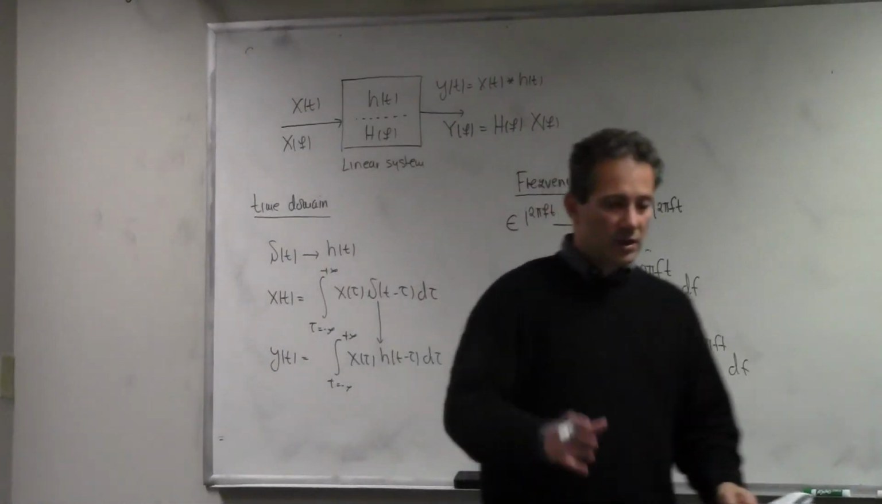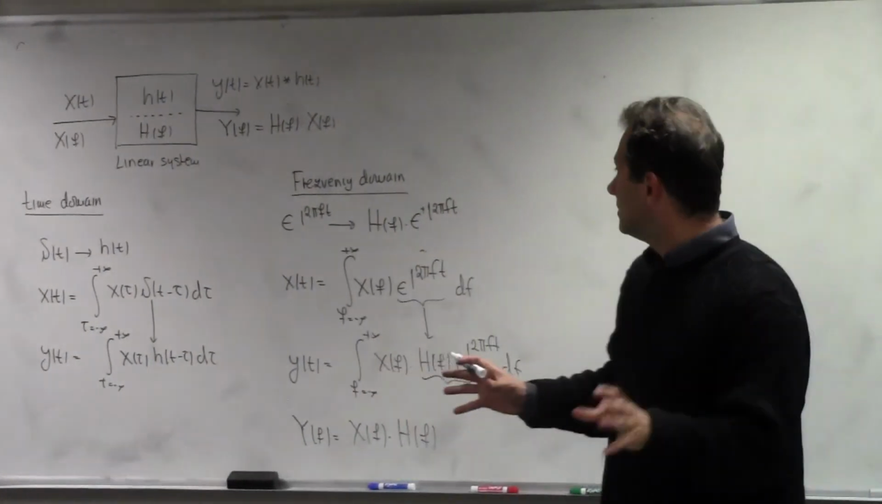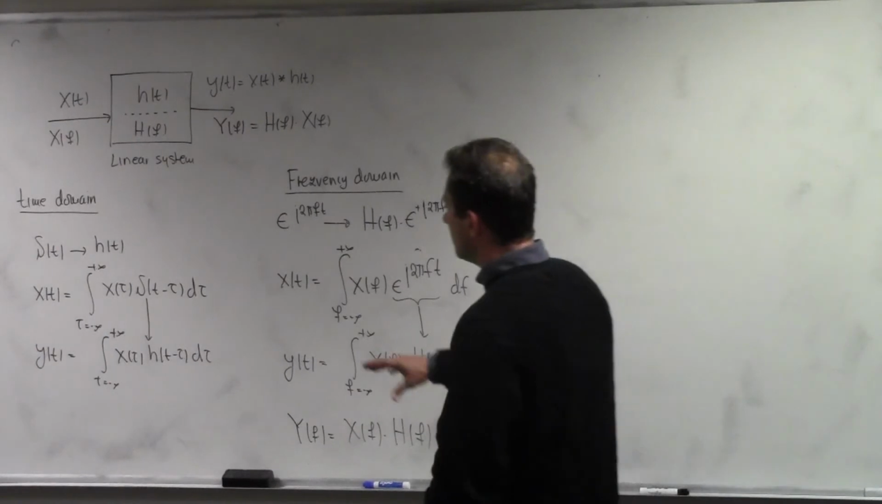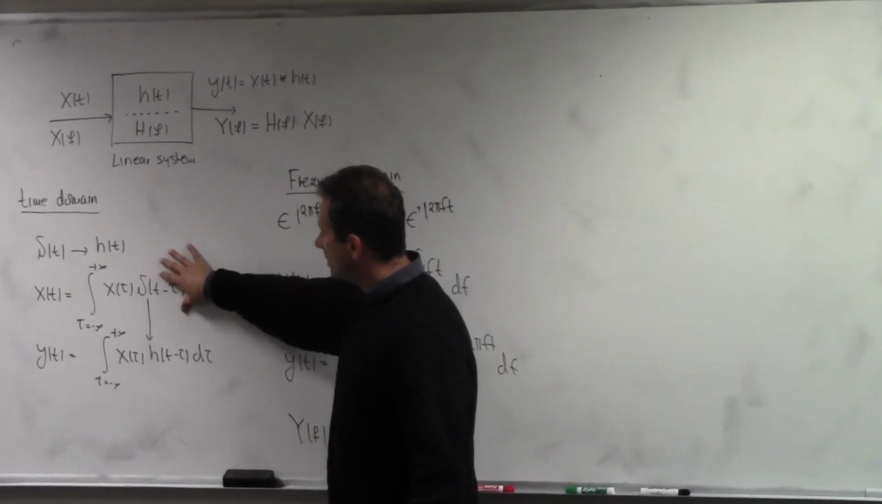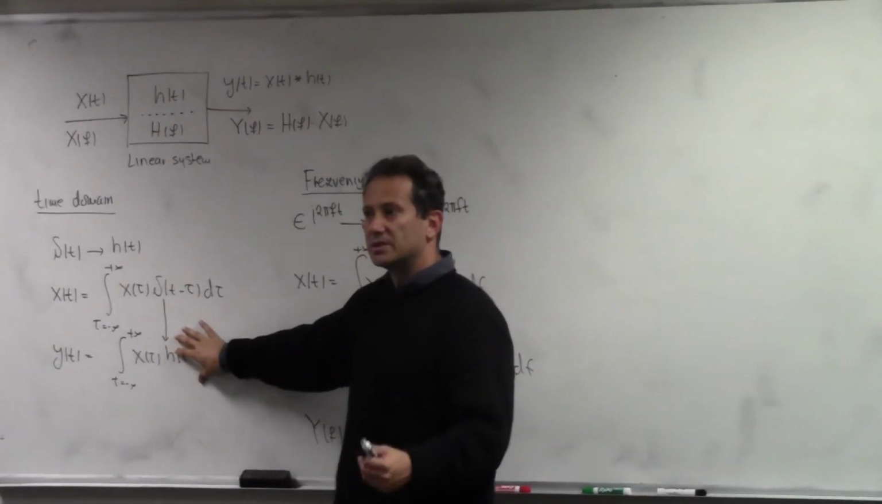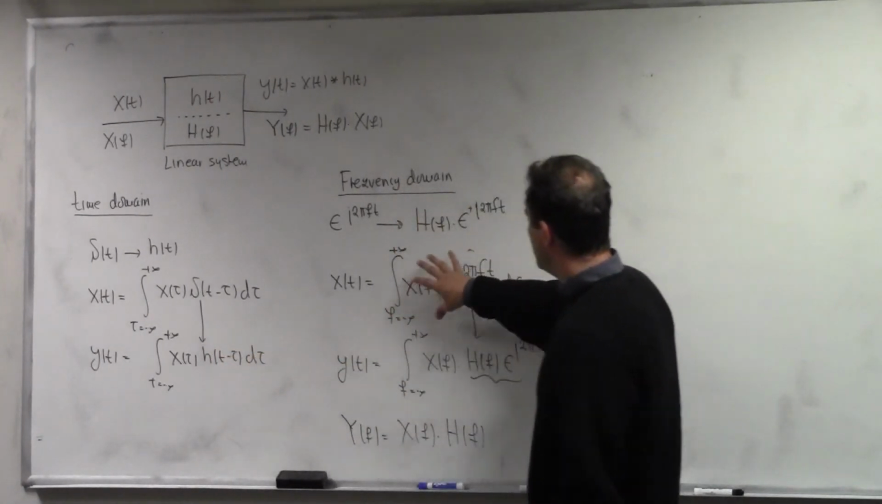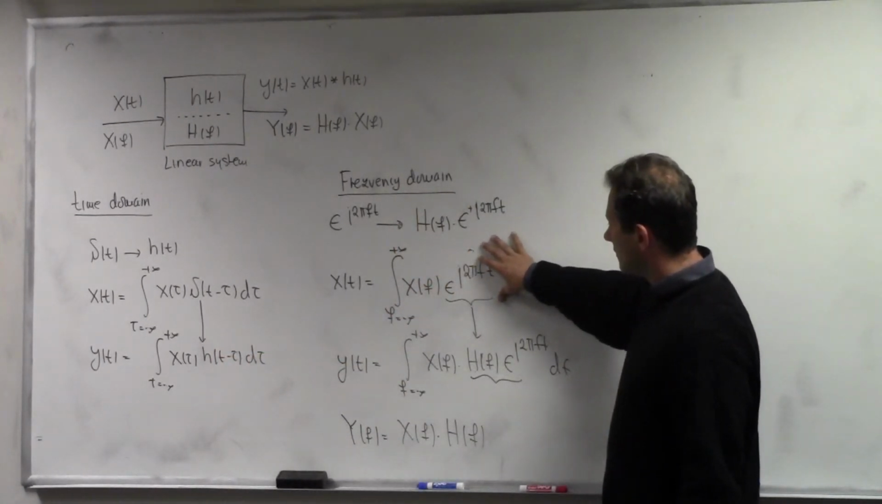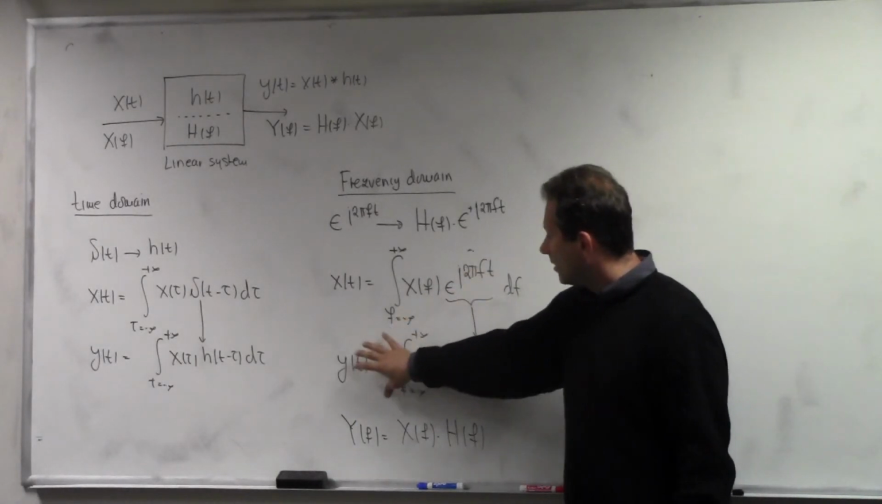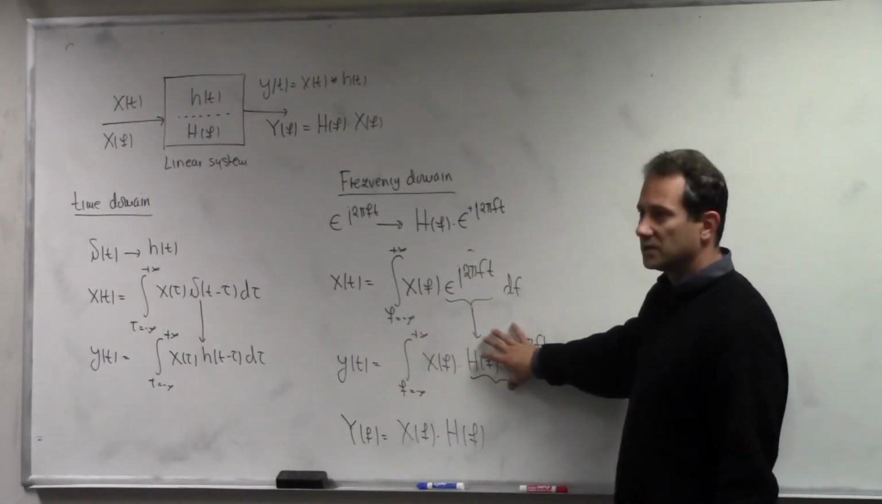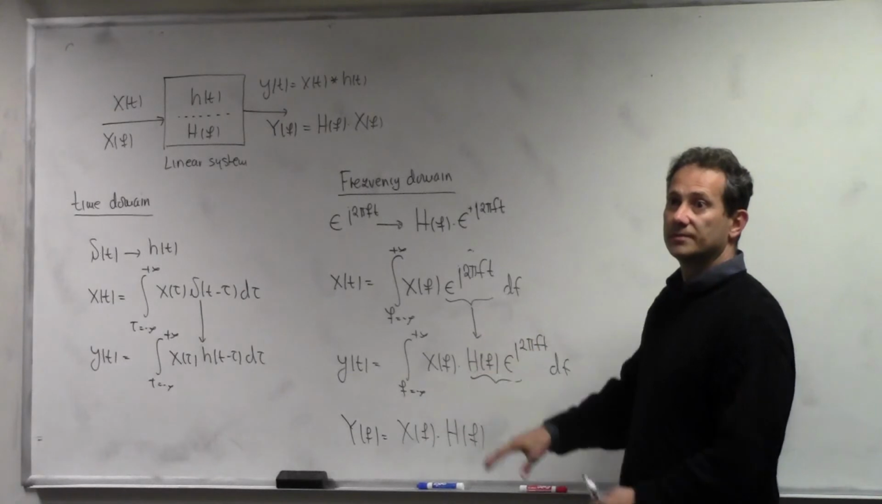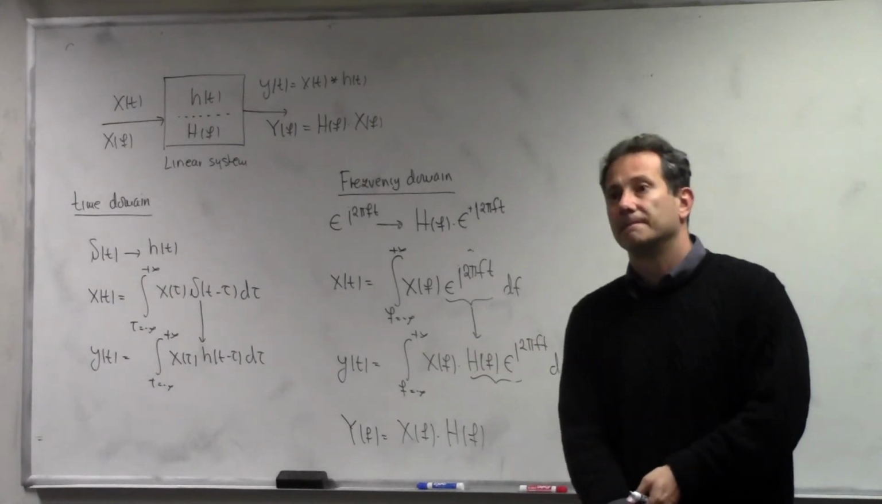So, two decompositions, one of them done in a time domain. I'm decomposing the signal as a bunch of impulses, and my output is the sum of the impulse responses. Here, I'm decomposing the signal as a bunch of exponentials, and my output is the sum of the responses to those exponentials.